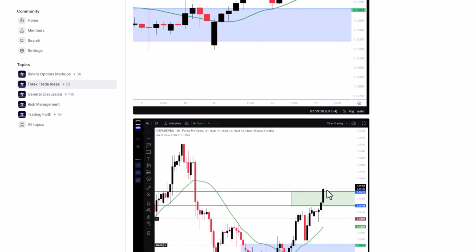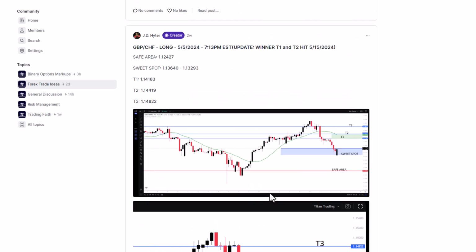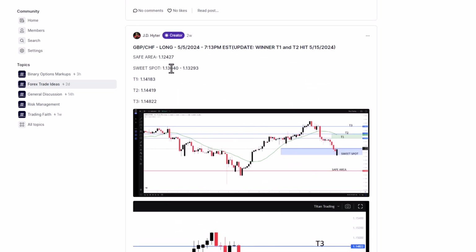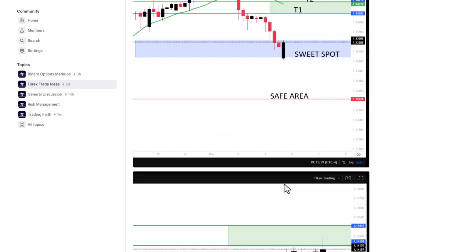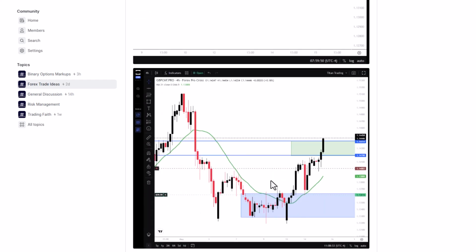Matter of fact, it got target one and target two. You would have just won your very first Forex trade. If you had never traded Forex a day in your life, but you just entered in the sweet spot and put a take profit at this target right here, boom, you would have won your very first Forex trade. So you would have started to increase immediately. That's what's so beautiful about this strategy.